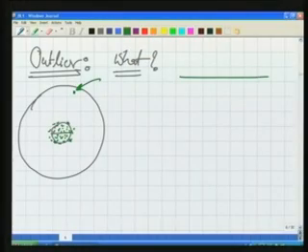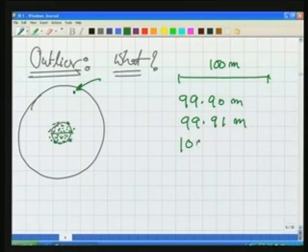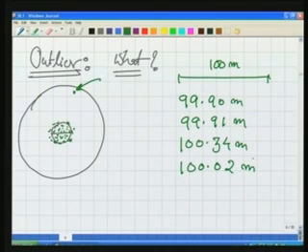The same thing happens. For example, let us say we want to measure this line, and in the field this line is 100 meter. Well, you are taking the observations, so your observations may be 99.90 meter, 99.91 meter, 100.34 meter, 100.02 meter. Similarly, you will have many observations.